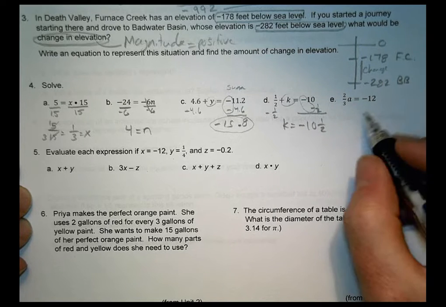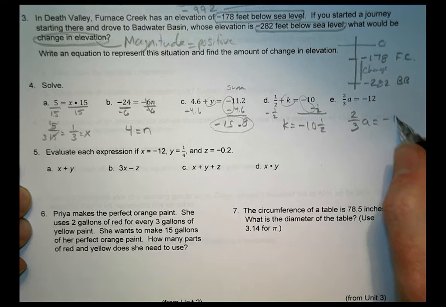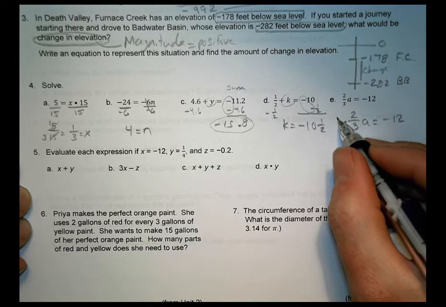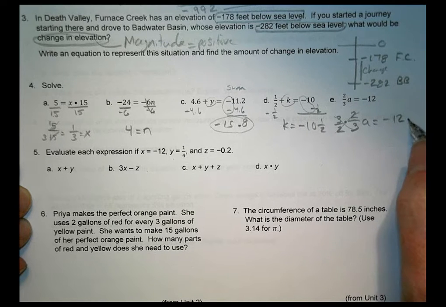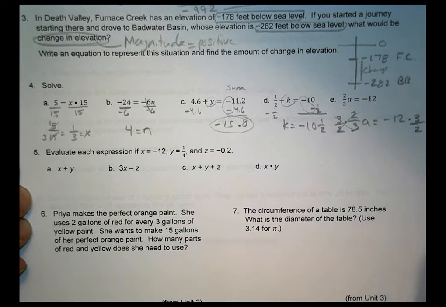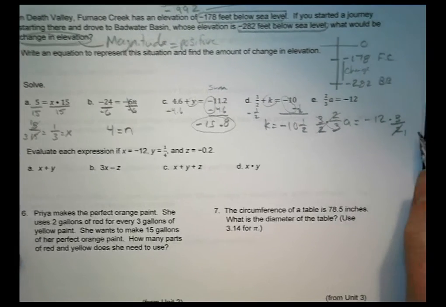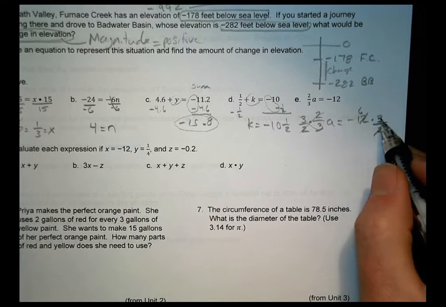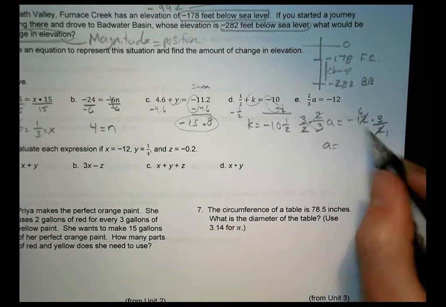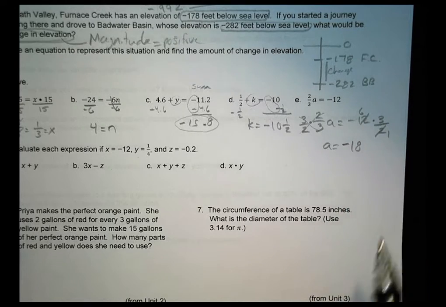And finally for E, we have 2/3 A equals negative 12. I'm going to multiply by the reciprocal in order to cross that out. Over here, 3 over 2, it's positive, and I can reduce, 2 goes into 12 6 times. So now I have 6 times 3, A equals 6 times 3, which is 18, but it's a negative 6 times 3, so keep it negative right there.